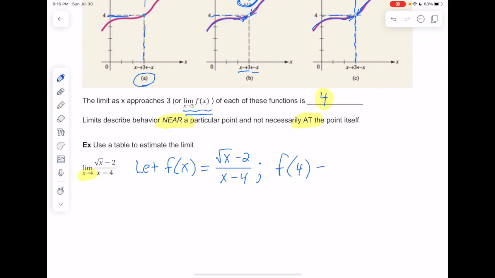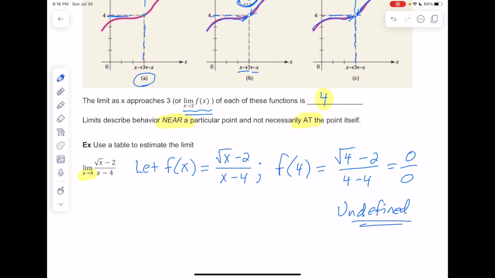So if we plug 4 into the function, on top we get the square root of 4 minus 2. On the bottom, we get 4 minus 4. So the top, the square root of 4 is 2, minus 2 is 0. And the bottom, 4 minus 4 is 0. And if we have a 0 in the denominator, then our function is undefined.